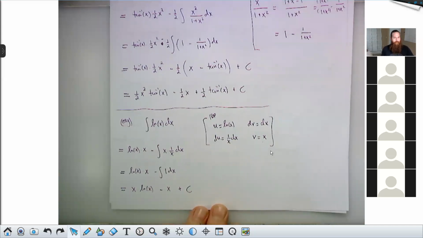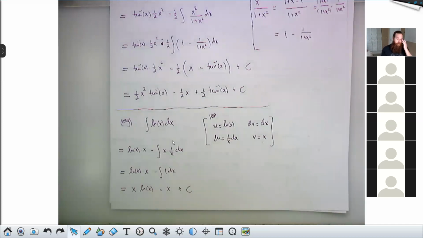So would you say to do U sub as your primary go-to, or IBP? It depends. Is the chain rule or the product rule more useful for differentiating? We use them both, right? There are some things that you use the chain rule on, there's some things you use the product rule on. Same sort of thing here, right? Think of this as your backwards product rule and U sub is your backwards chain rule. So they just apply to different families of functions.